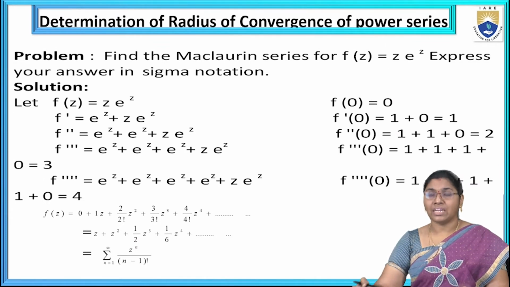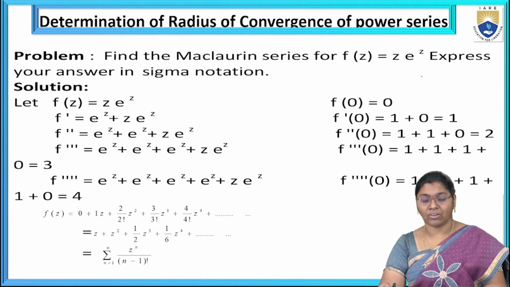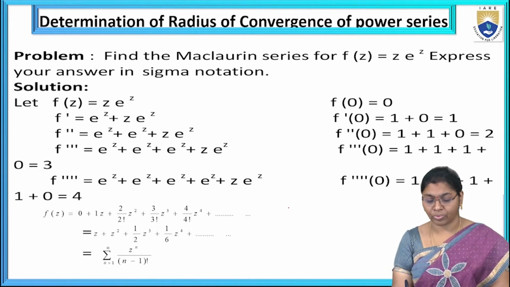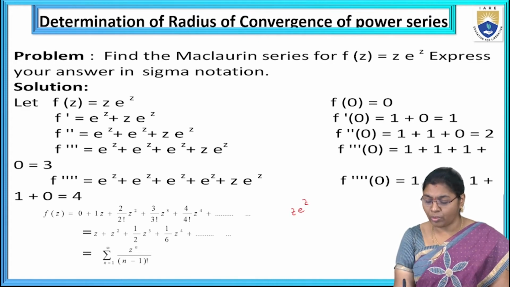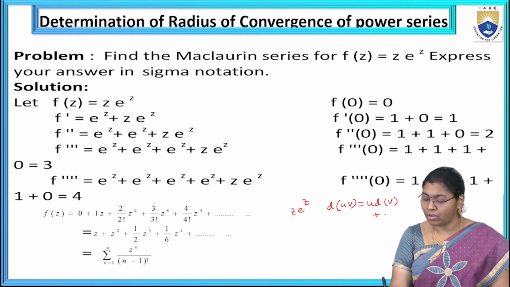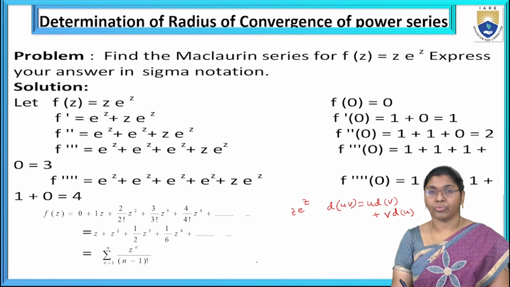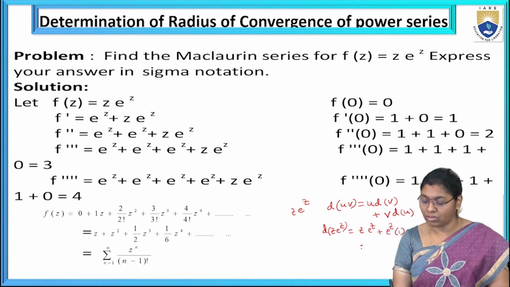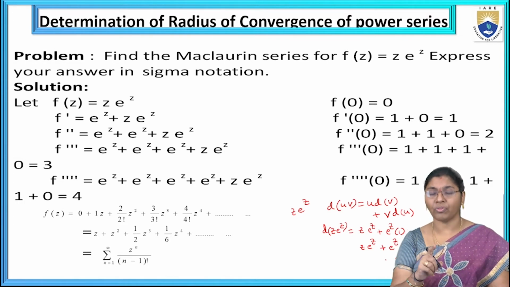Similarly, z into e power z expansion in Maclaurin series. Now f of z equal to z into e power z. We are applying uv: the derivative of uv equals u into derivative of v plus v into derivative of u. Here, for example, U is z, so z into derivative of v, which is e power z, plus v, e power z, into derivative of z, which is 1. That is z into e power z plus e power z, the first derivative of z into e power z.